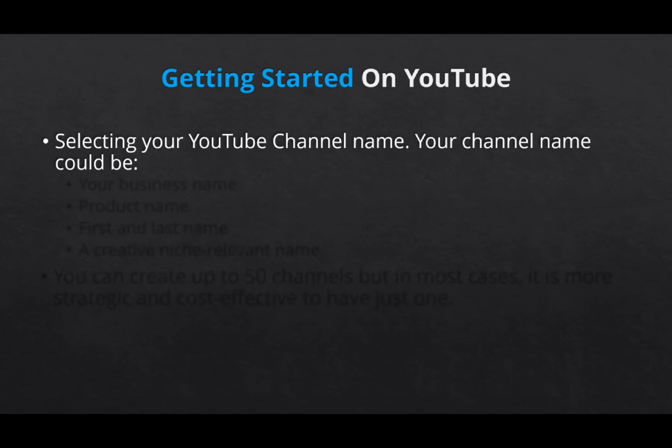First up, selecting your channel name. Now, in a perfect world, your channel name will be your business name. If your business name is already taken, get as close to your business name as possible. For example, you could abbreviate your name or add or delete identifiers such as Inc.